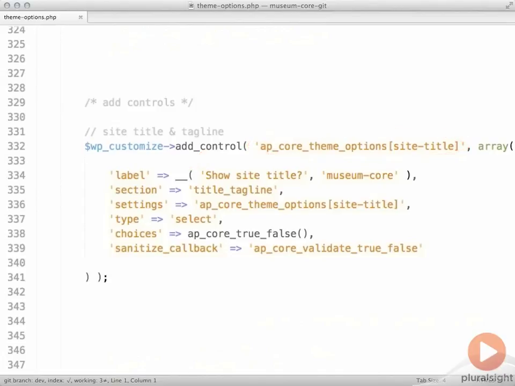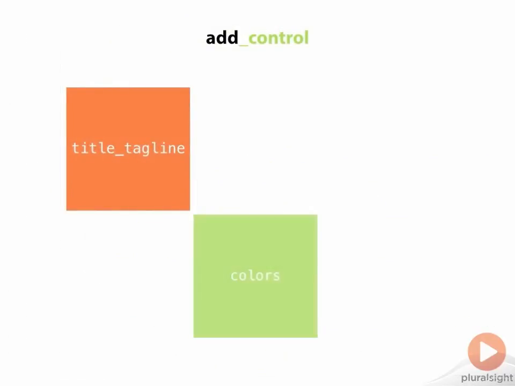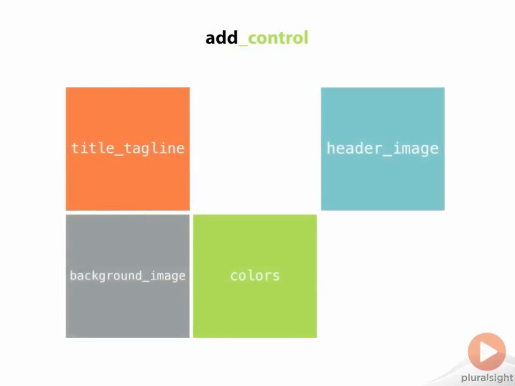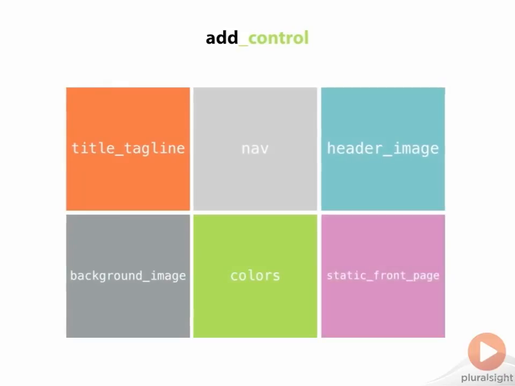Add control takes an array of parameters that determine the type of control and how it will look and function. First, I can give it a label, then I define a section for the control to go in. I want this to go into the existing section that handles the site title and tagline, so I use the section title tagline. Other built-in sections are colors, header image, background image, nav, and static front page.